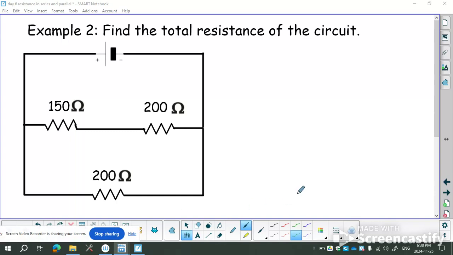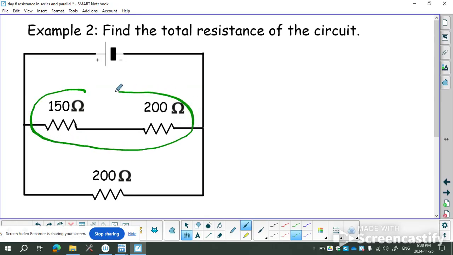So in this example, what we're going to do is look at a mixed circuit. This circuit has some resistors in series and some in parallel. You'll notice that these two resistors are in series with each other, so it's quite easy to find the resistance of this section, because the resistance of this section will just be the two of them added together. Since they are in series, you just add them.